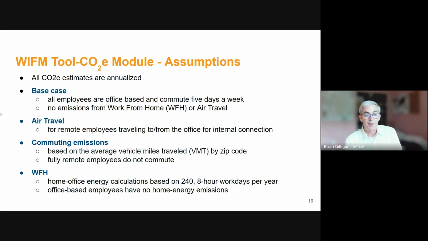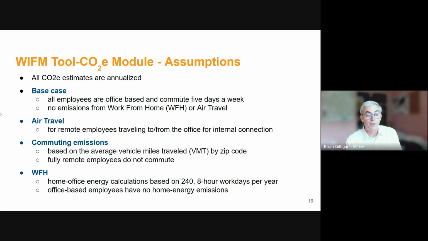Air travel, the assumption is that the only thing we're calculating is how often a remote employee is traveling back to the home office to interact with their colleagues. And it's really just the air travel to and from that location, however many times you're assuming they're going to do that in a year. The commuting emissions, as I said, is based on that average vehicle mile traveled by zip code. And if you're a fully remote employee, you're considered not to commute at all.